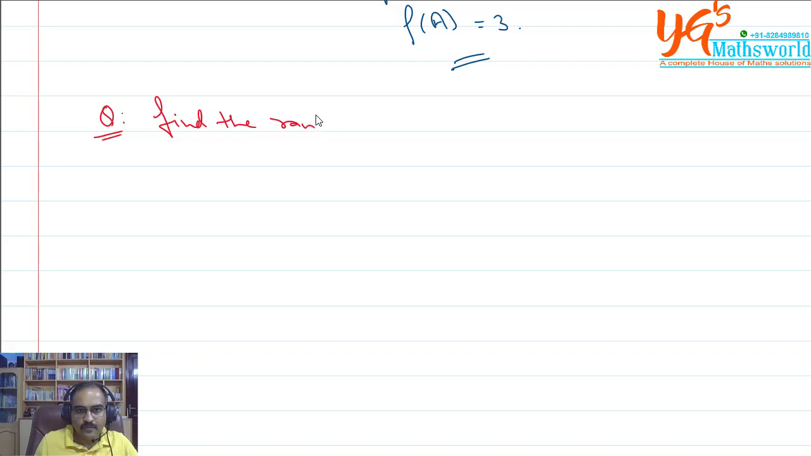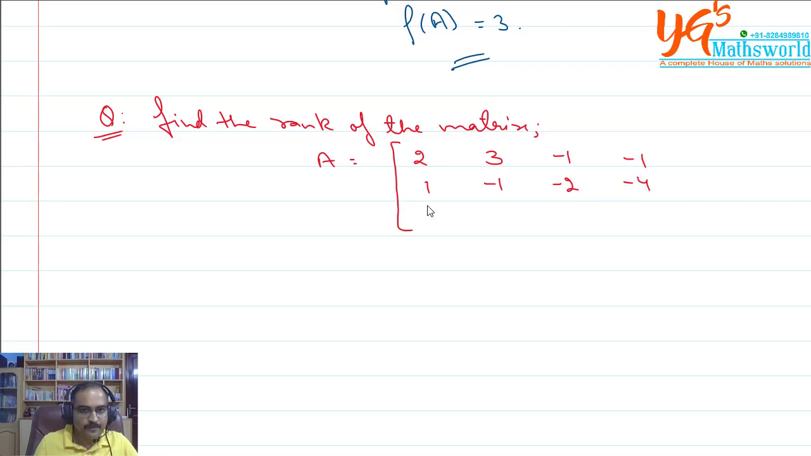Okay, find the rank of the matrix, and the matrix is given to you as A is equal to 2 3 minus 1 minus 1 1 minus 1 minus 2 minus 4, that is 3 1 3 minus 2 6 3 0 and minus. So that means it is a 4 by 4 matrix. Now for a 4 by 4 matrix, again the same steps will be followed.